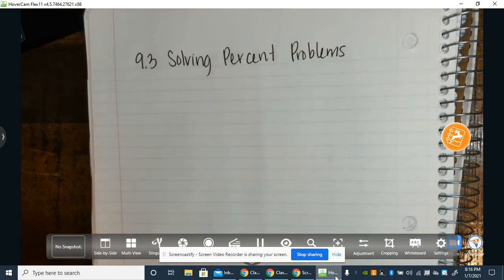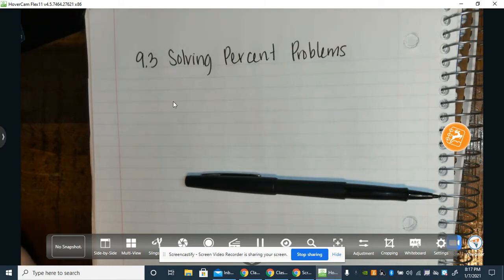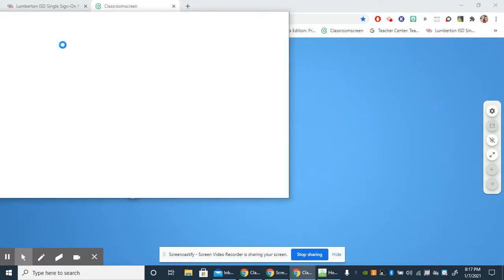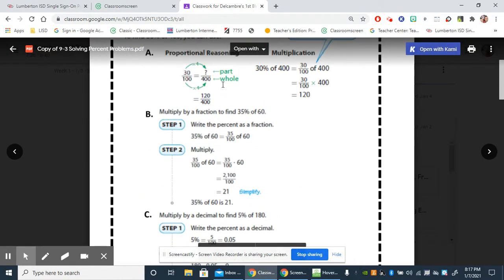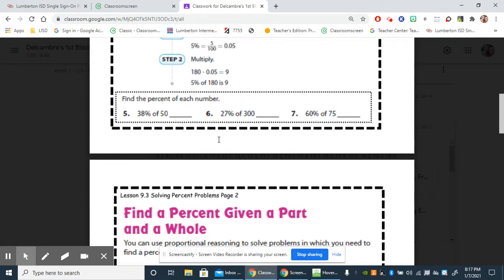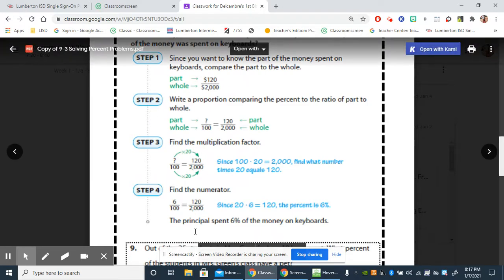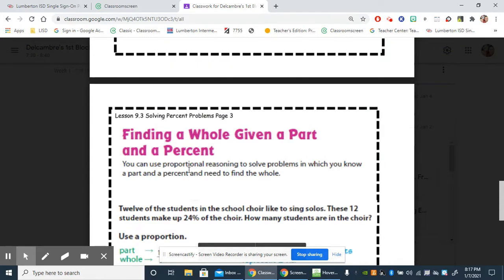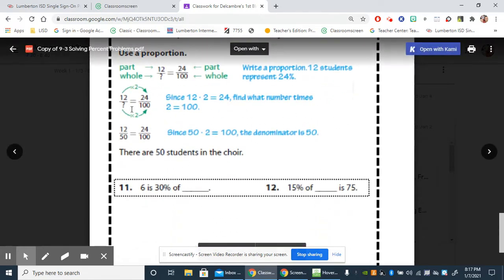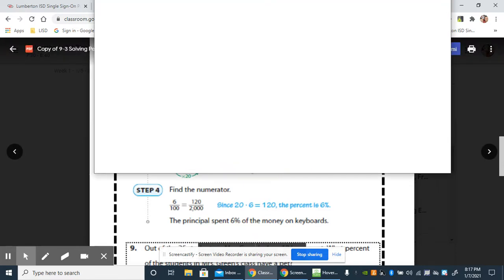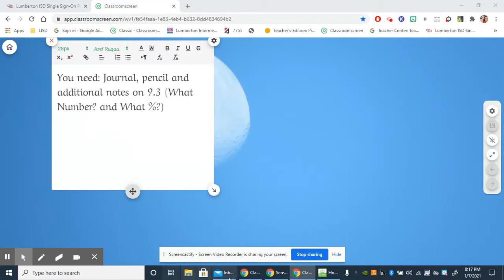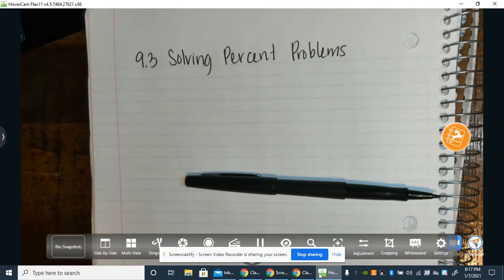Okay, so the original notes were 3 pages, and I'm fixing to bring them down to show you. It goes into detail on 3 things: how to solve it this way, how to solve it if you're missing a part, and then this way if you're missing a whole. So it's 3 pages worth of notes. However, I'm going to condense it to 1 page of notes with one foolproof way to solve each and every one of those types of problems.